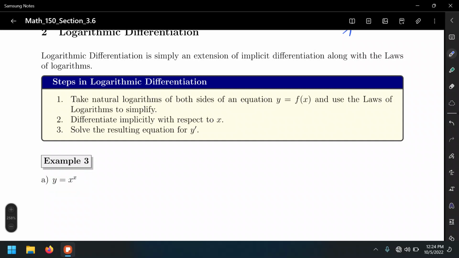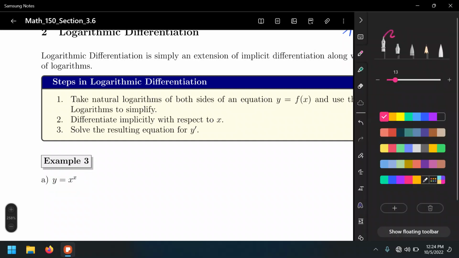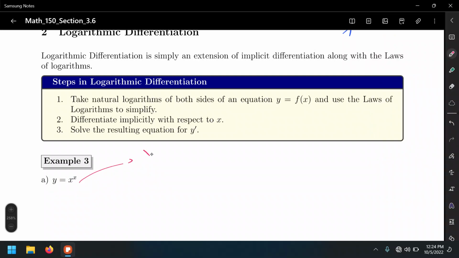And no, this one is not going to be y prime equals x times x to the x minus 1. No, it's not going to be like this, because the exponent is no longer a constant like we did when differentiating with the general power rule. So no, the exponent this time is variable.